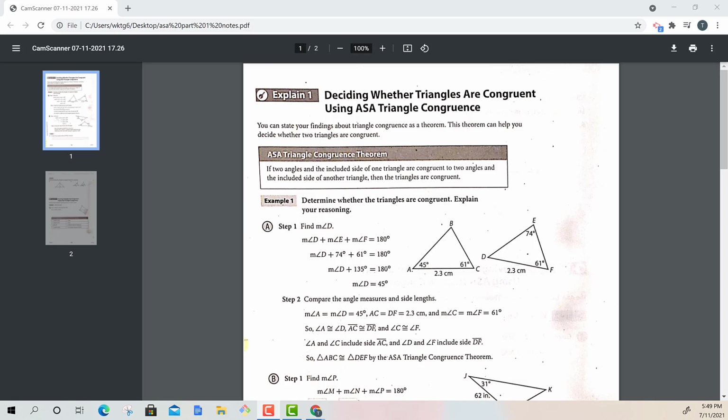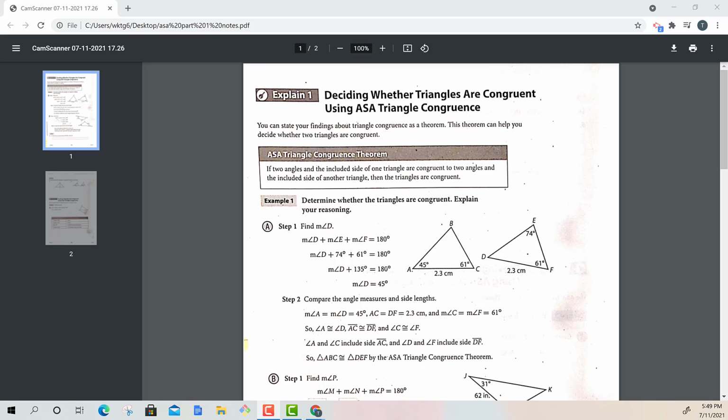So let's look at example one at the top of this page. We're going to determine whether the triangles are congruent, and right now we're only going to use the angle, side, angle, triangle congruence theorem, because as of this moment, you don't know any of the other theorems. So we have two triangles. We have triangle ABC. Angle A is 45 degrees. Angle C is 61. And side AC is 2.3 centimeters.